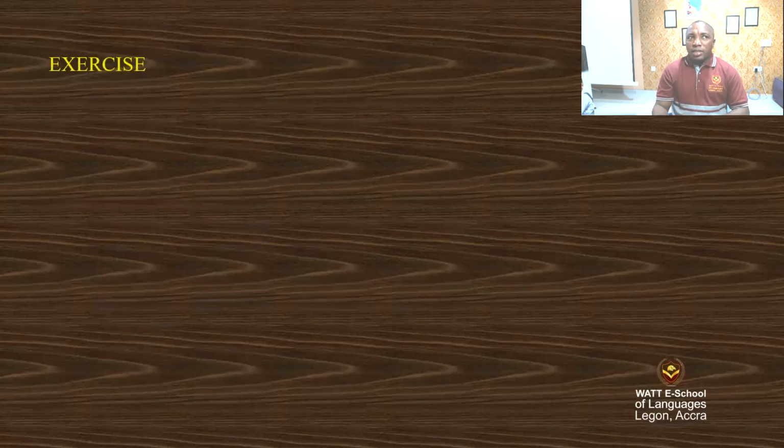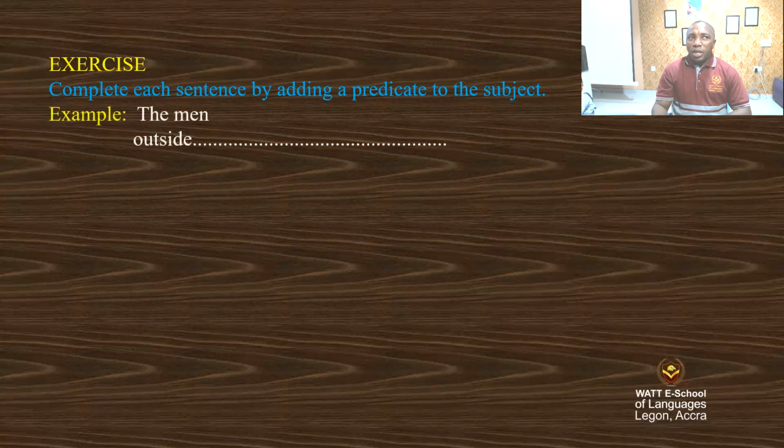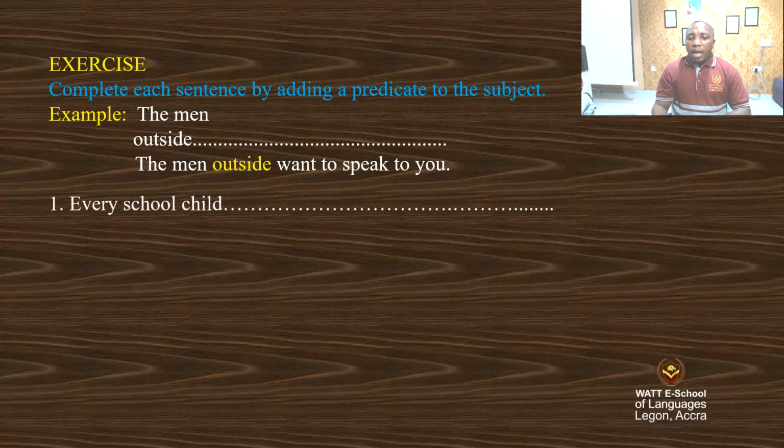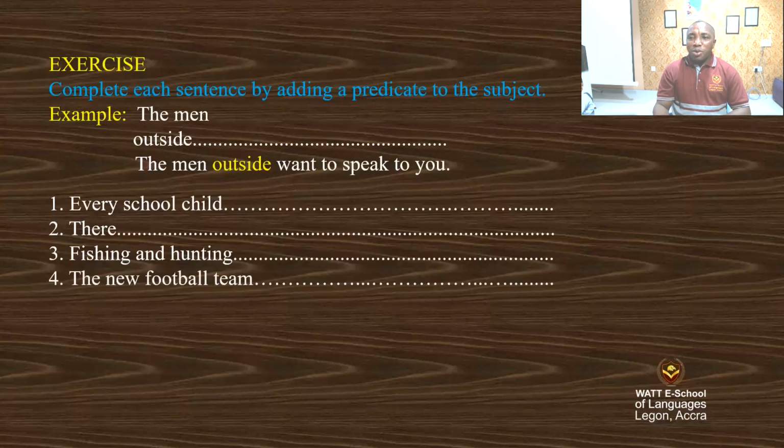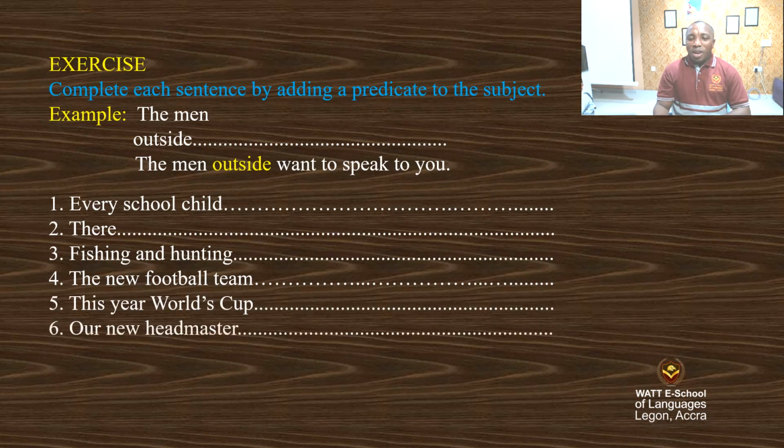Let's go and do this activity. Complete each sentence by adding a predicate to the subject. Example, we have the men outside. So form a sentence by saying, the men outside want to speak to you. The men outside want to speak to you. Every school child, the fishing and hunting, the new football team, this year's World Cup, our new headmaster, Ghana.